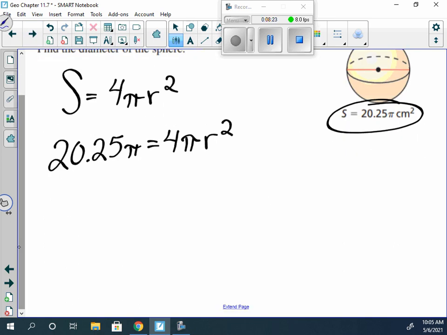So we have this set up. Now we want to get the radius by itself. The easiest thing to do first is divide by 4 pi, because these will cancel. We can divide this by 4 pi, which will give me r squared by itself.